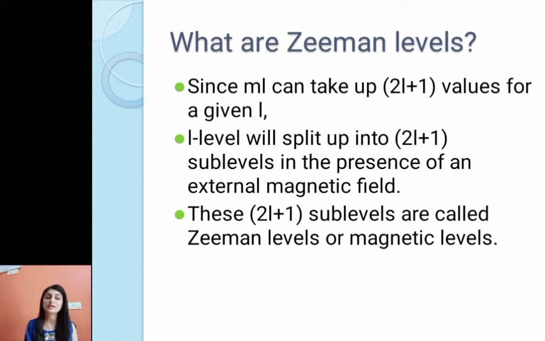Now here there is one more question which arises: why ml? We know that we have n, the principal quantum number, L, the orbital angular momentum quantum number, and then ml, the magnetic quantum number. So why is this ml called the magnetic quantum number? The answer is here itself.